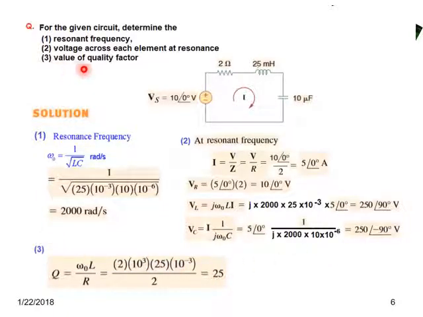Q, the value of quality factor. What is the equation? Q is omega naught L over R. Omega naught is 2000, L is 25 millihenry, over R, R is 2. Solving this equation, we have the value of Q is 25.